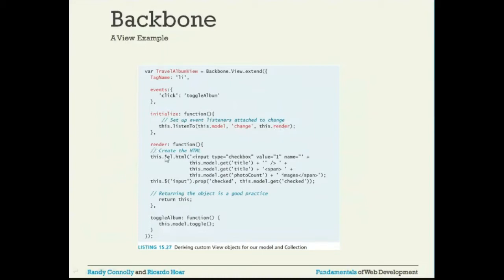And inside the render method, what we are doing, we are getting the HTML. You can see here, checkbox, the value is 1, and title is given, and we are setting the property of the checked. This model get checked. So those properties are checked, and the same thing, the object will be returned. Return this means it will return the object. And in case of a toggle album function, this dot model dot toggle, it is going to call the toggle method in the model, which will toggle the checkbox, either publish or unpublish.